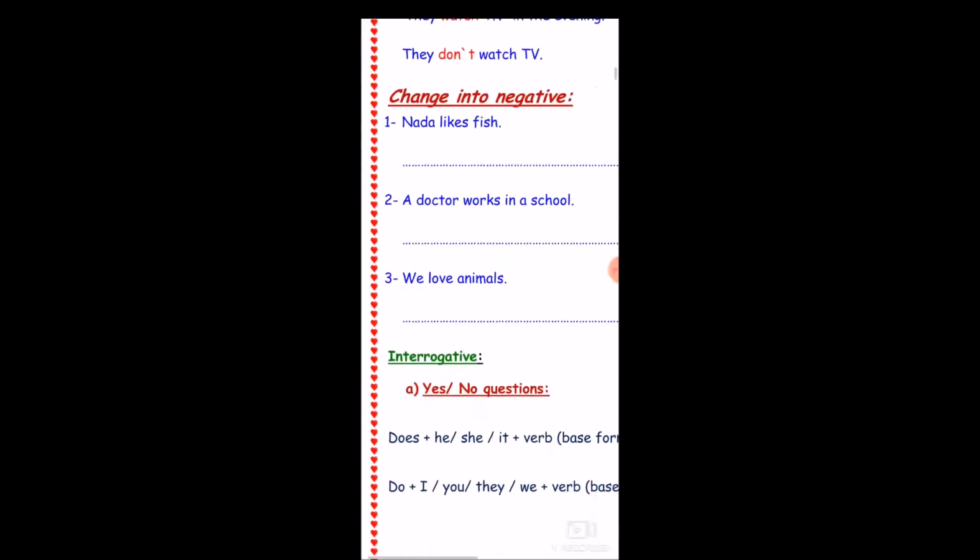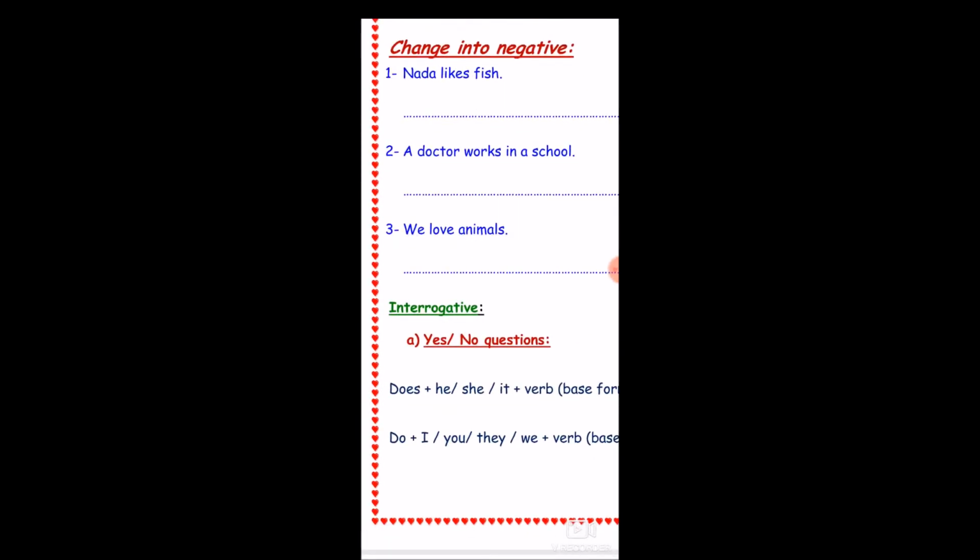Let's practice. Change into negative. Nada likes fish. Think about it. The verb here ends with S. So, should I use don't or doesn't before the verb? Very clever. We should use doesn't and change the verb into base form. So, the answer is Nada doesn't like fish.